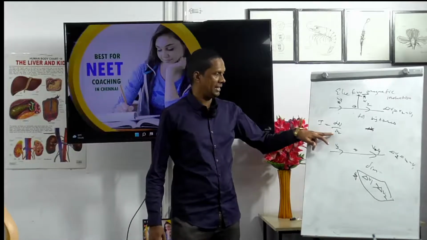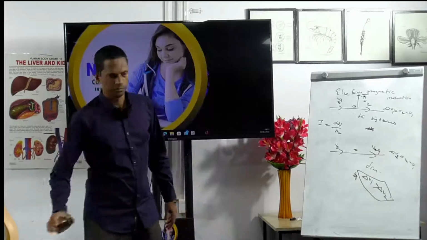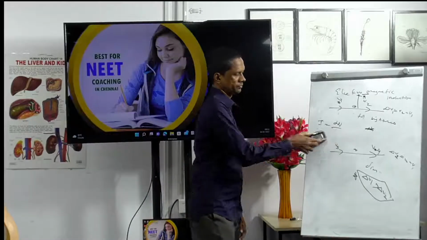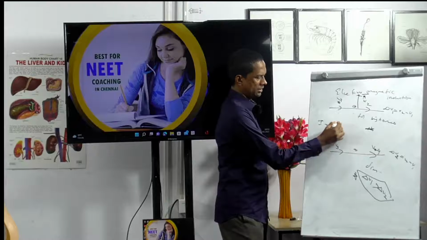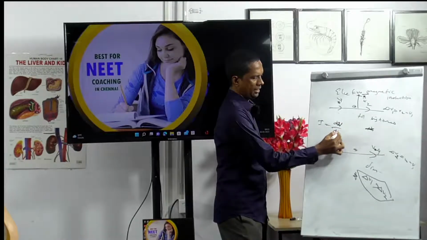I is equal to dV by dt. No, not dV, dq. Current is equal to dq by dt.